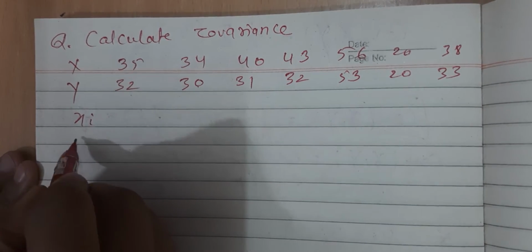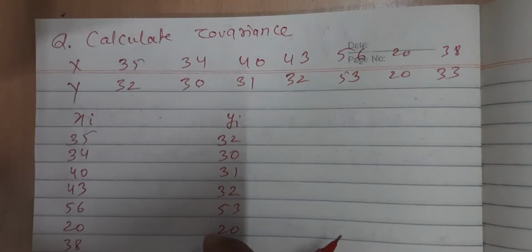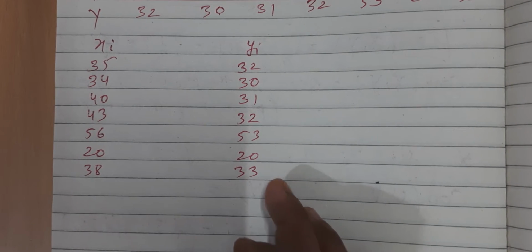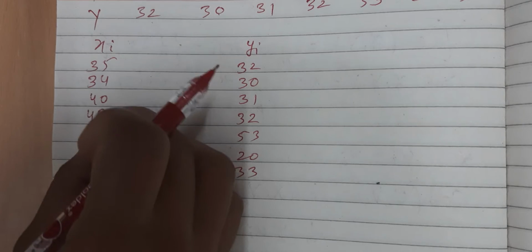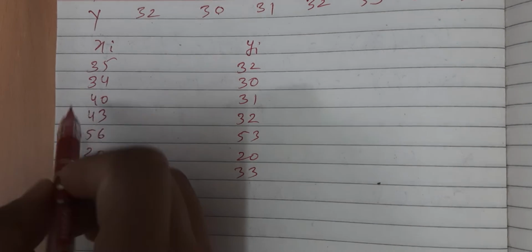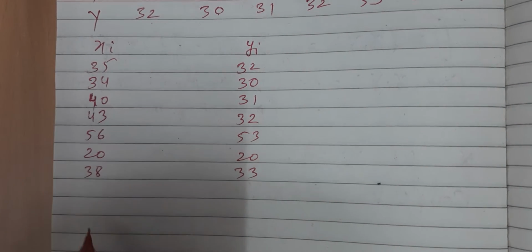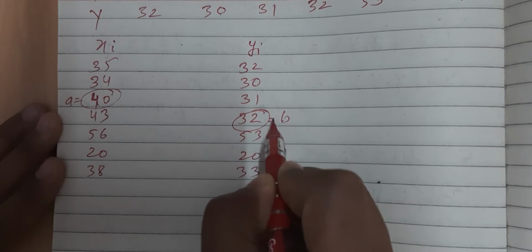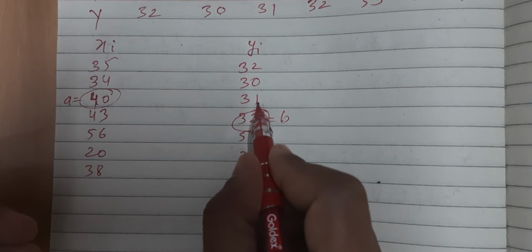xi. So I have written all the values in the form of a table. So now what we will do here, we'll assume a value. We'll try to take the middle value, right? So here I will take 40 as A and this 32 as B. You can also take this 31 as B.